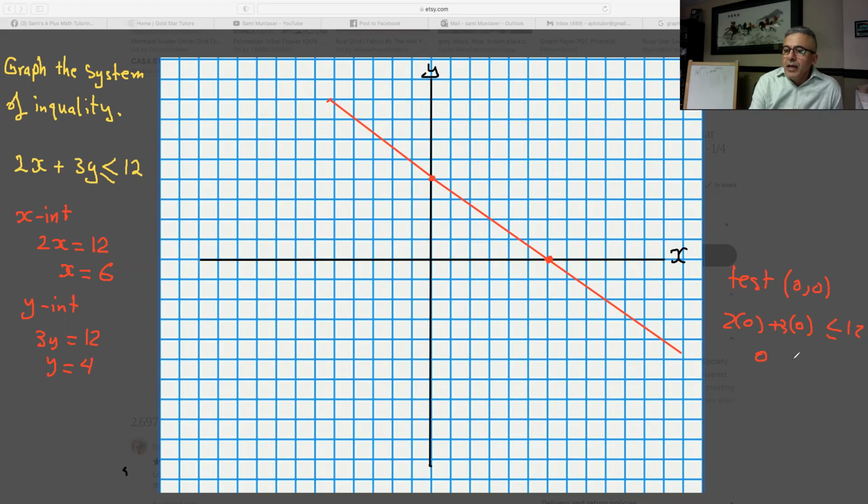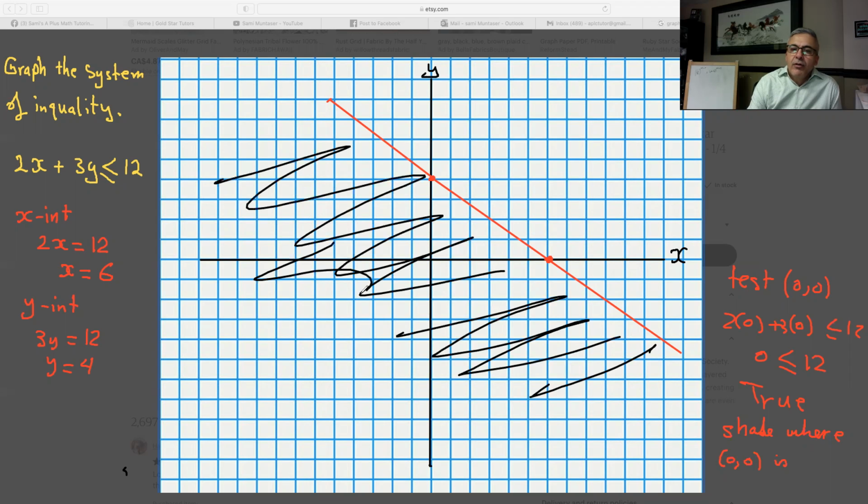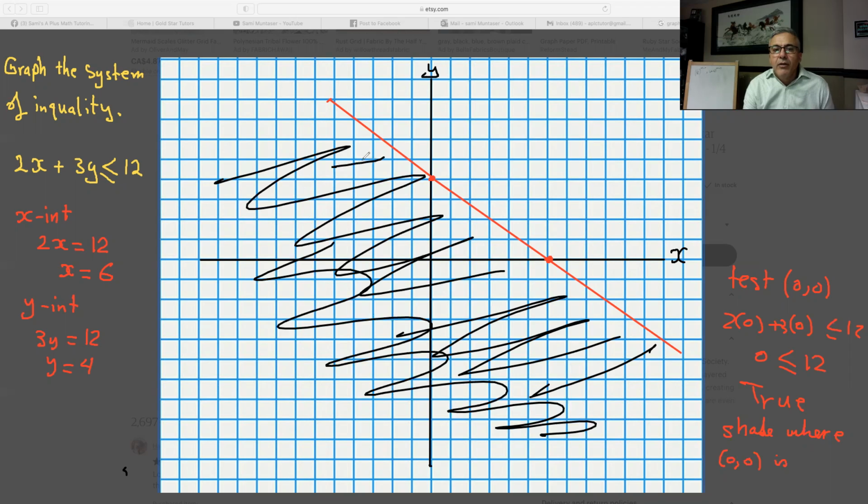you end up with 0 on the left side less than or equal to 12. Is this true? Yes, it is true. 0 is less than 12. So therefore, you shade where your testing point is. And here 0, 0 happens to be below this graph. Therefore, you shade everywhere below the graph. So that's how you do your shading. And this is the answer for this one.